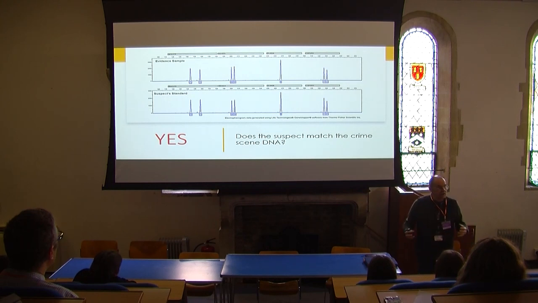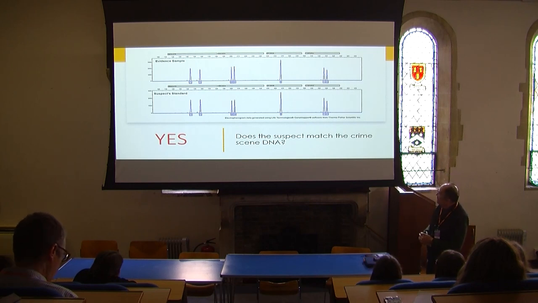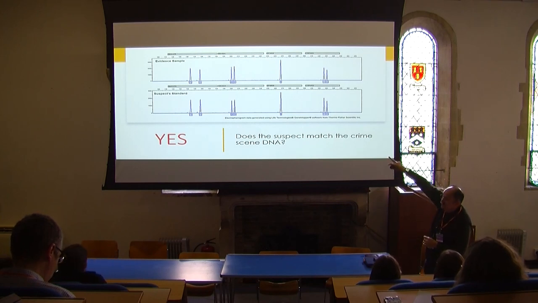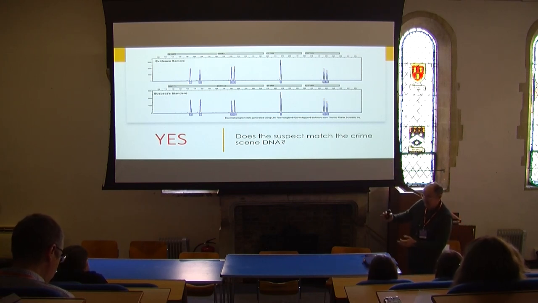Remember, guys, we inherit, don't we, one peak from either parent. Sometimes we inherit the same peak from both parents. So this is what's referred to as a homozygous peak. You can see that it's a lot taller. And the reason it's a lot taller is because you're getting double the amount of DNA. You're getting mum's DNA and dad's DNA in that single peak.